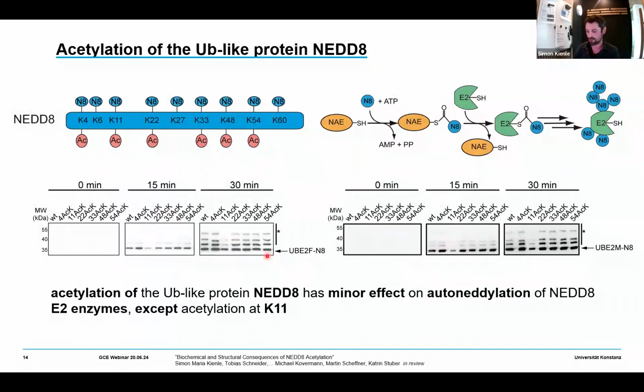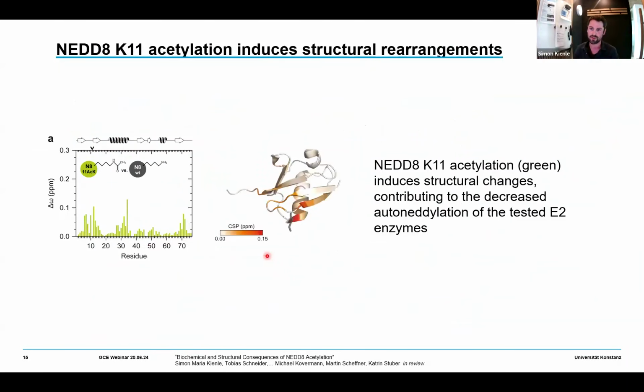We then again asked ourselves what is the underlying reason for that and performed structural analysis of NAT8 acetylated at position 11. And again, we could show that this acetylation leads to a strong structural rearrangement in the NAT8 molecule, maybe the underlying reason for the observed biochemical effects.